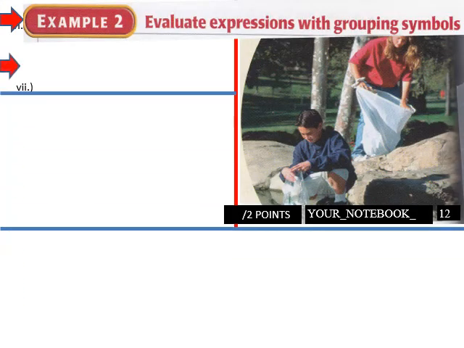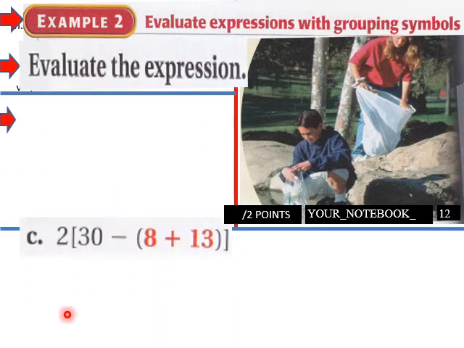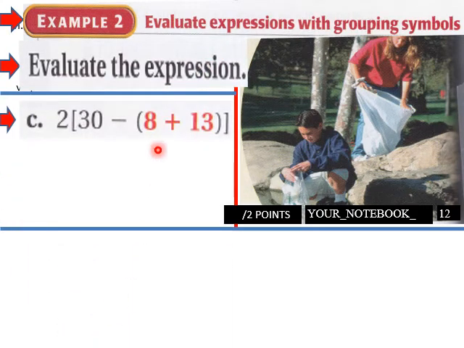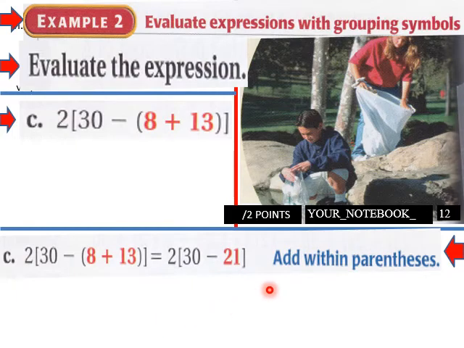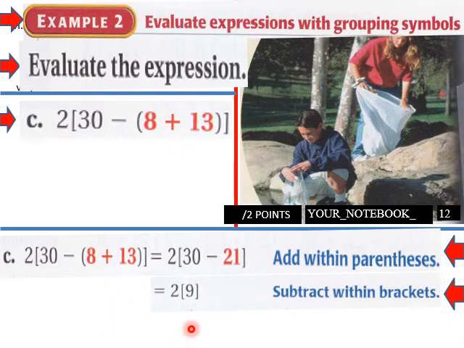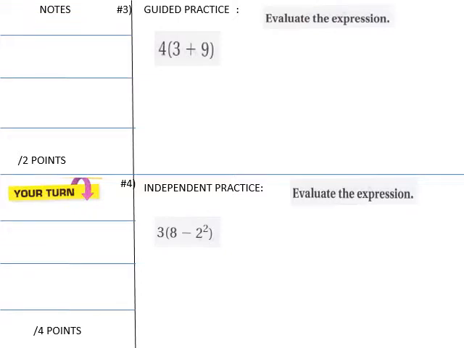Okay, example 2, evaluate the expression with grouping symbols. Here are our grouping symbols, and we have a bracket first. What's our innermost grouping symbol within these brackets? It would be the parentheses. So add within our parentheses, 8 plus 13 is 21. Then we have 30 minus 21, that is 9. Then we have 2 times 9, which is 18.